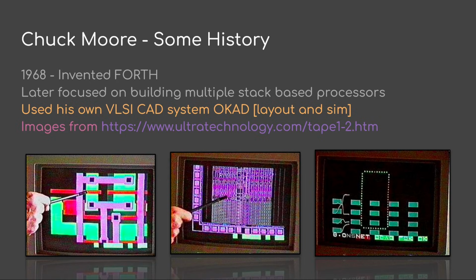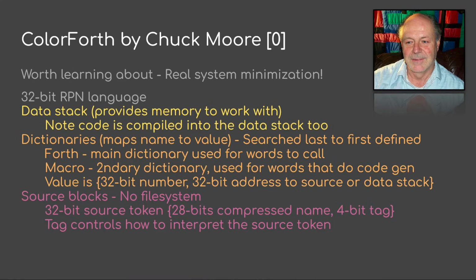These are from the Ultra Technology site. What's impressive here is that these were dramatically small systems, and yet they were used to do some of the most complicated stuff that humans can do, which is design chips that actually got fabricated and got used. Chuck Moore's ColorForth, I think, is worth learning about. It's an example of real system minimization. 32-bit reverse Polish notation language.